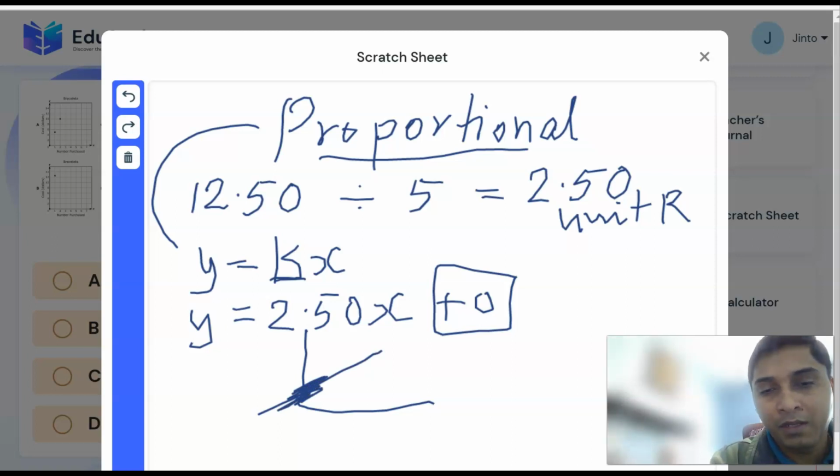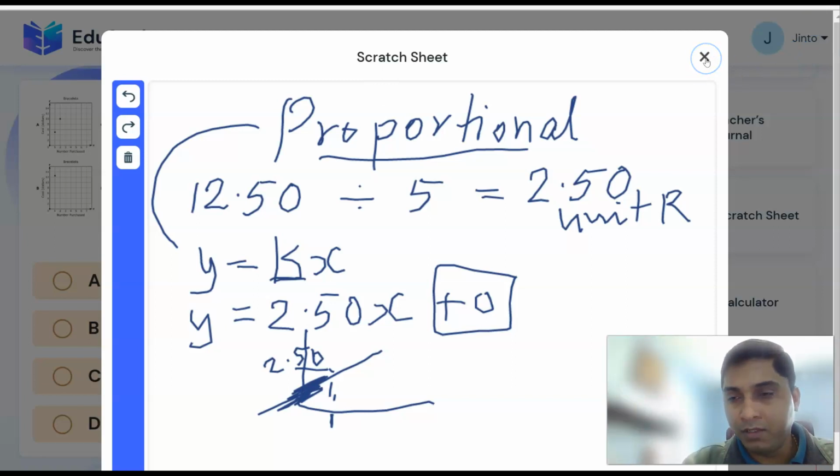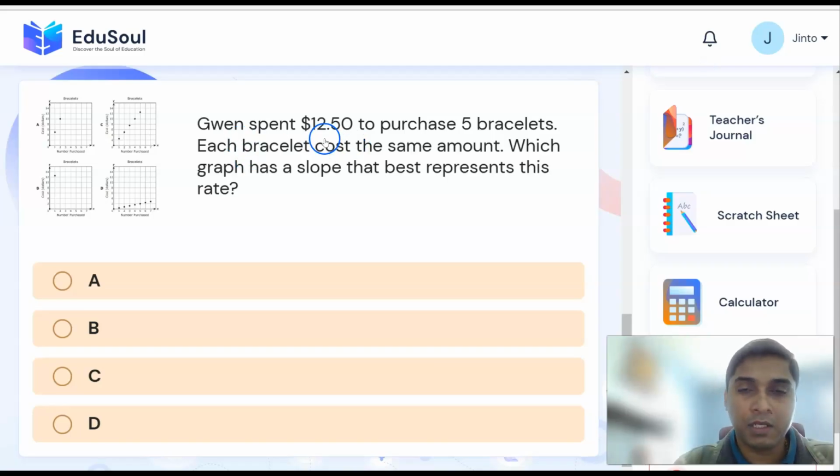Now whenever you have the graph, we can understand that this graph is going to pass through the origin, (0, 0), and when one bracelet is bought, what you have to pay is $2.50. So that's what you need to look for. Let's go back to the word problem and the graphs over there and try to figure out whether we can select the right option. He spent $12.50 for 5 bracelets, and we just found out that the price of one bracelet, the unit rate, is 2.50, because 5 times 2.50 makes 12.50.